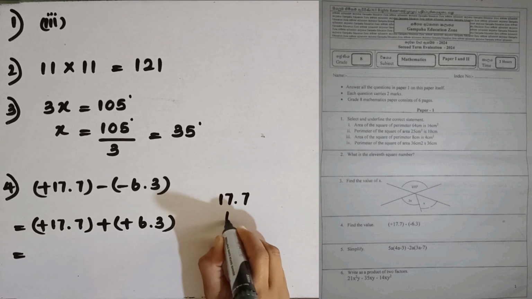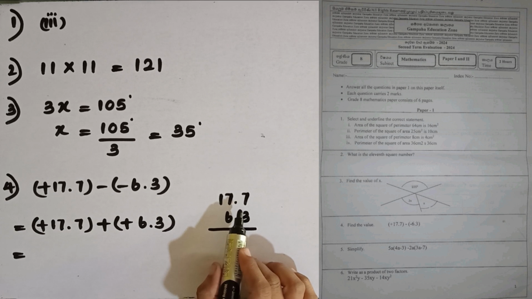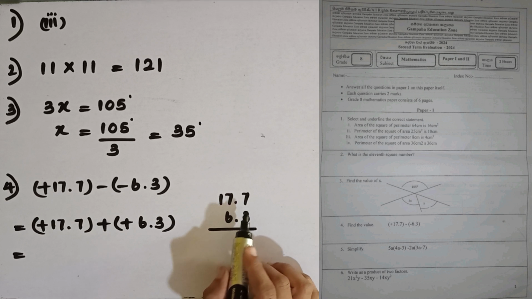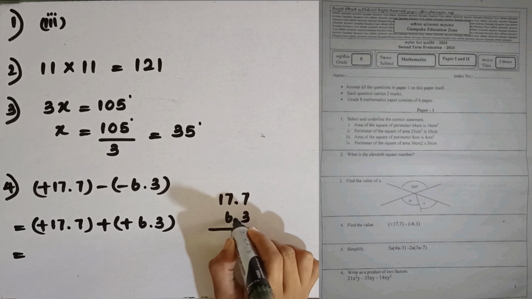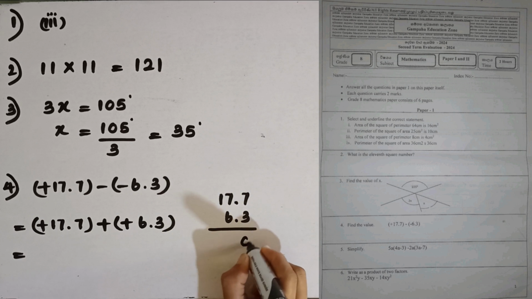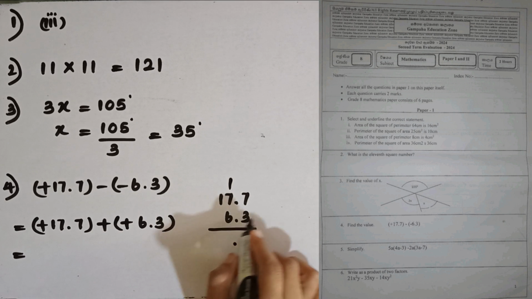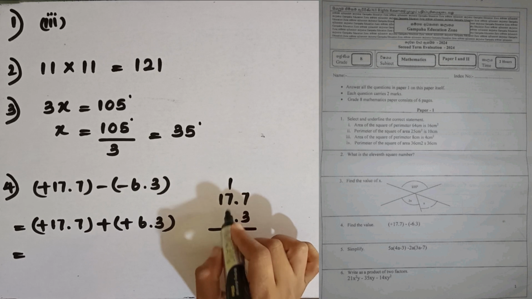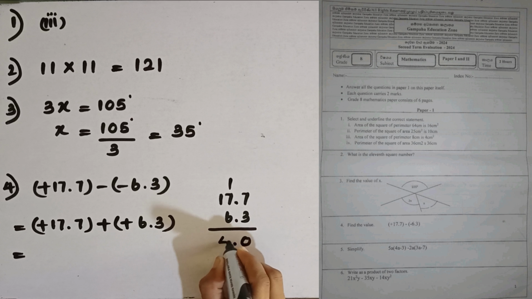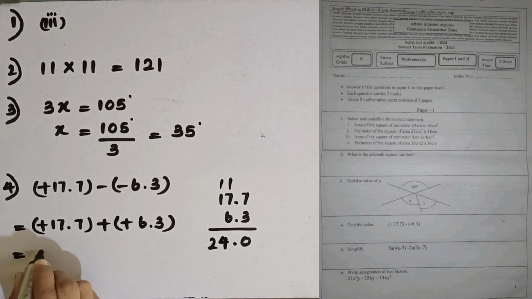The addition here: 17.7 plus 6.3. When adding two directed numbers, we have to write them with the place values one below the other. 7 plus 3 is 10. Then keep the decimal point. 1 is remaining, that goes to the other side. Then the addition here is 14. Then 1 goes to the other side, 24. So the answer is plus 24.